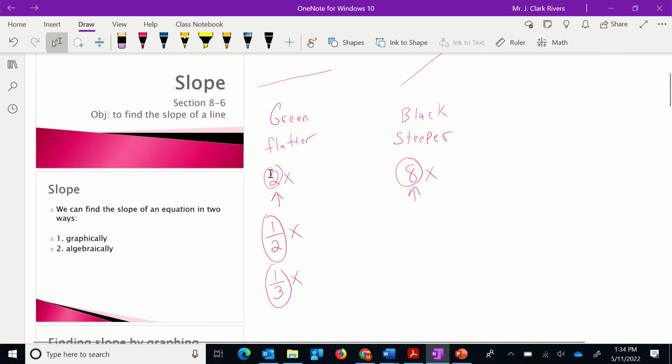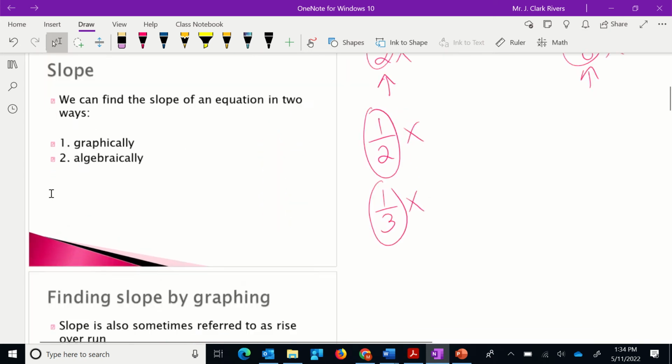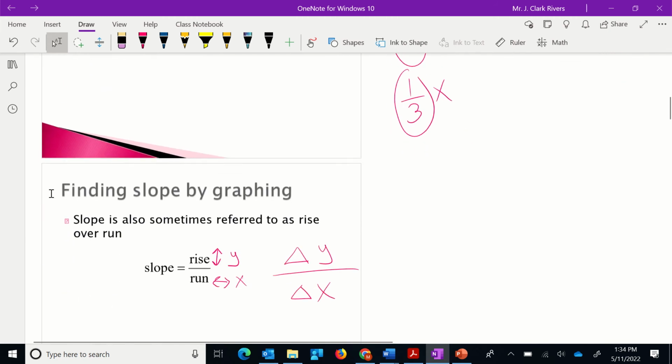So you can see here we have a slope of 2, that's flatter. A slope of 1/2, that's flatter than even 2. 1/3 is smaller than 1/2, so it's even going to be a flatter line. And then 8x, right, that's steeper than 2. So you're going to end up with lines looking like this when they're steeper and this when they're flatter. And we said you can find the slope algebraically or graphically.